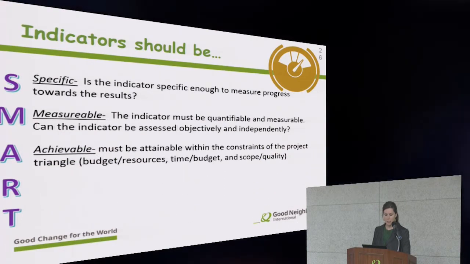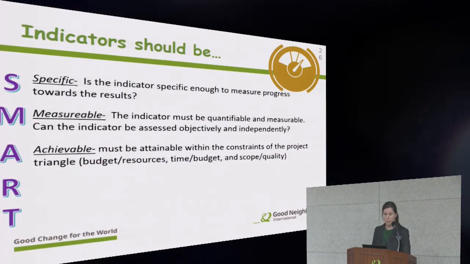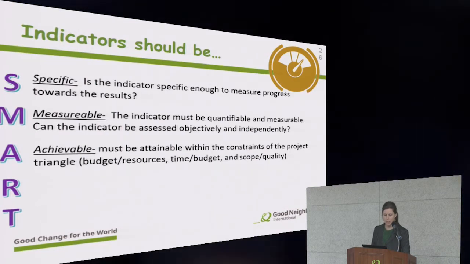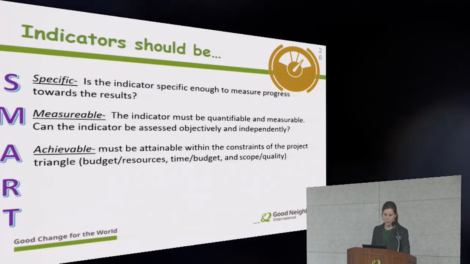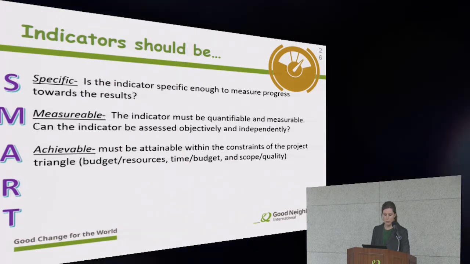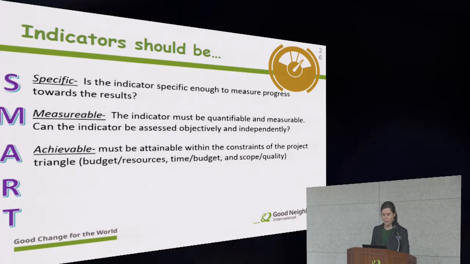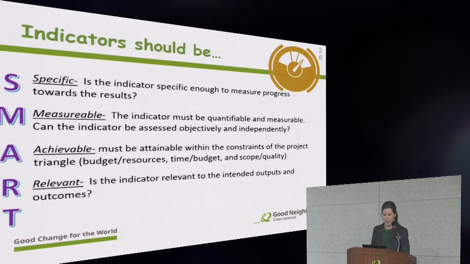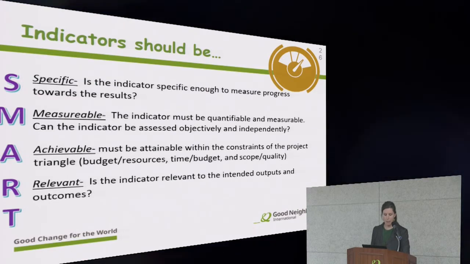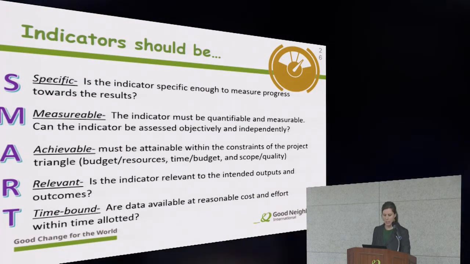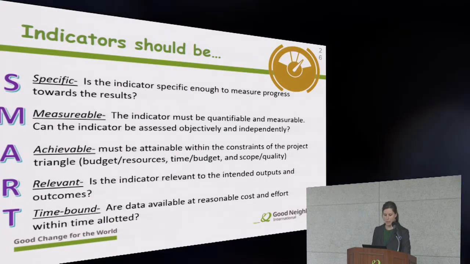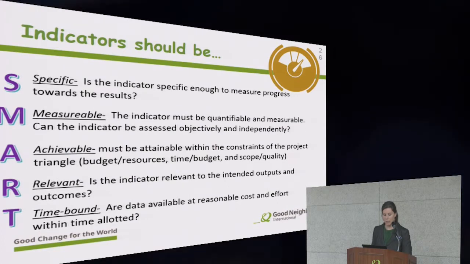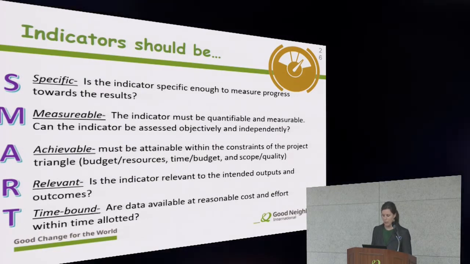A, indicators should be achievable. So you want to be able to attain results within this indicator within the constraints of the project triangle. So budget, resources, time, scope, and quality. And R, indicators should be relevant. So is the indicator relevant to the intended outputs and outcomes? And T, time-bound. Are data available at reasonable cost and effort within the allocated time?